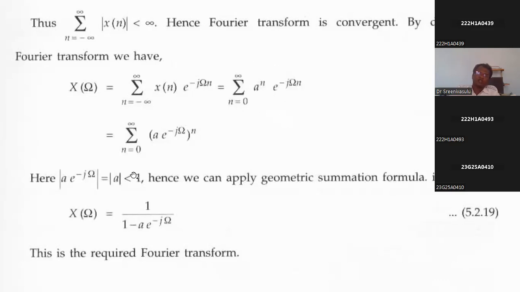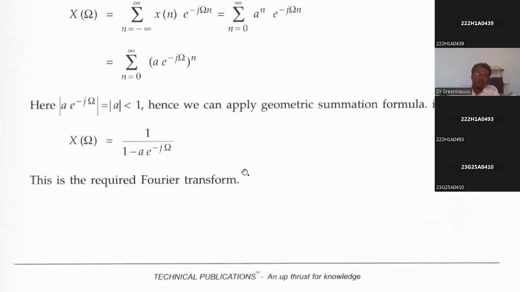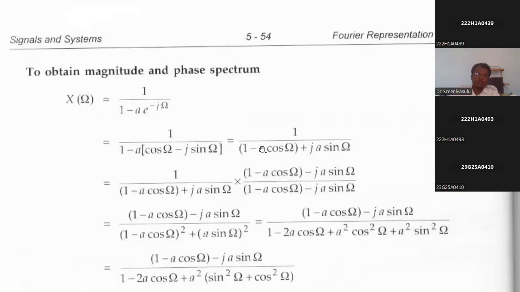Now it can be written as summation of n equal to 0 to infinity, a into e power minus j omega whole power n. So again it is the harmonic series formula, summation n equal to 0 to infinity, a power n, that is nothing but 1 by 1 minus a. So instead of a, we have here a into e power minus j omega. So X of omega is equal to 1 by 1 minus a into e power minus j omega. Observe here, the magnitude of a must be less than 1. Then only it is applied.